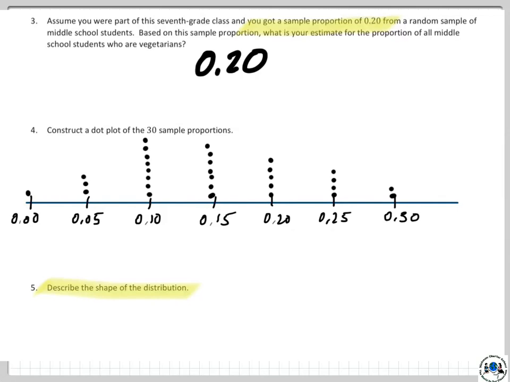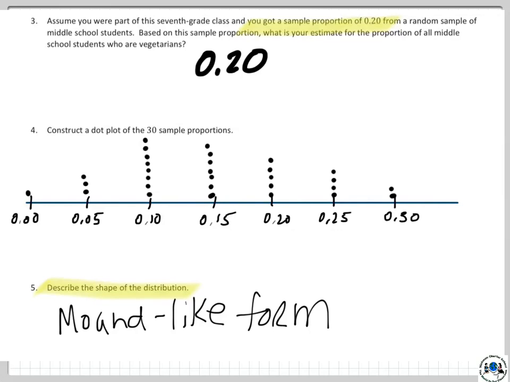Give it a whirl. Anyway, if we describe the shape again, it's got that kind of mound-like form. All right, low, usually closer to the x-axis at both ends, and sloping upwards towards the middle. Again, a very familiar-looking shape in statistics, okay, for some very, very good reason.